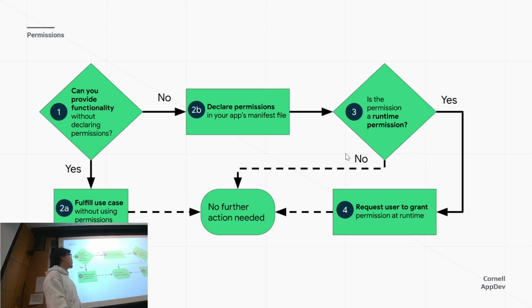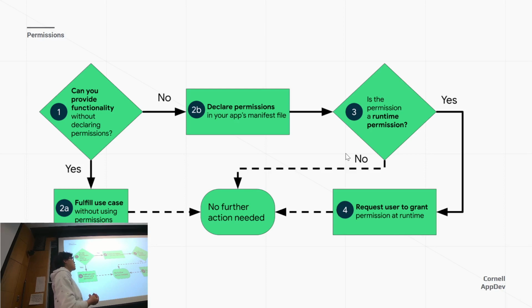So this is kind of like a flow chart on whether or not you should ask for permissions and how you'd go about it. Starting off with number 1, can you provide functionality without declaring permissions? If you can, then just fulfill the cases without using permissions, right? Otherwise, if you need the permissions in order to actually use a portion of your app, you should declare the permissions in your manifest file.